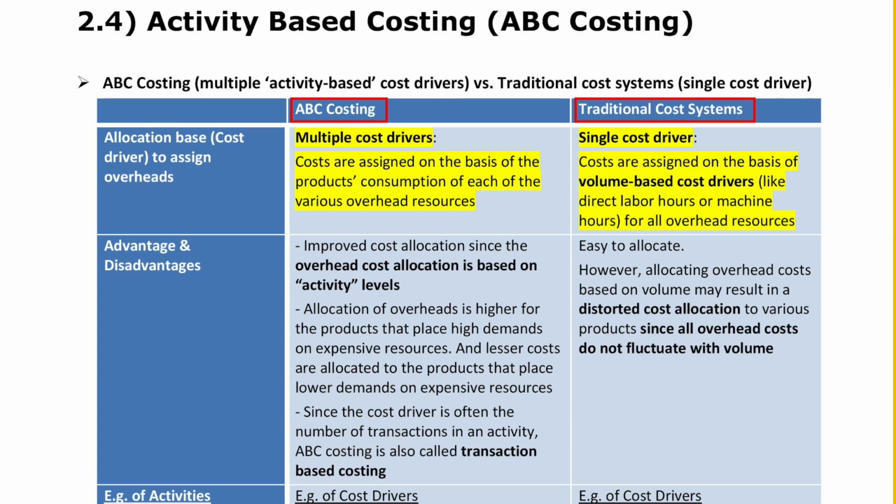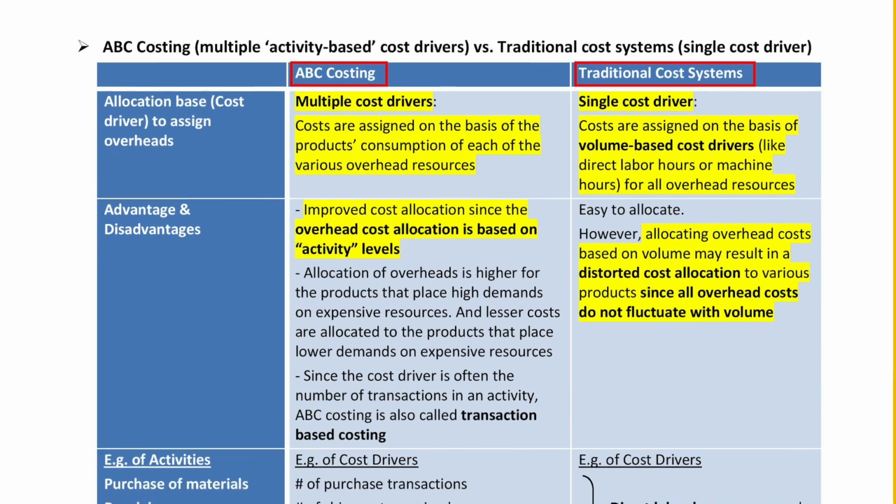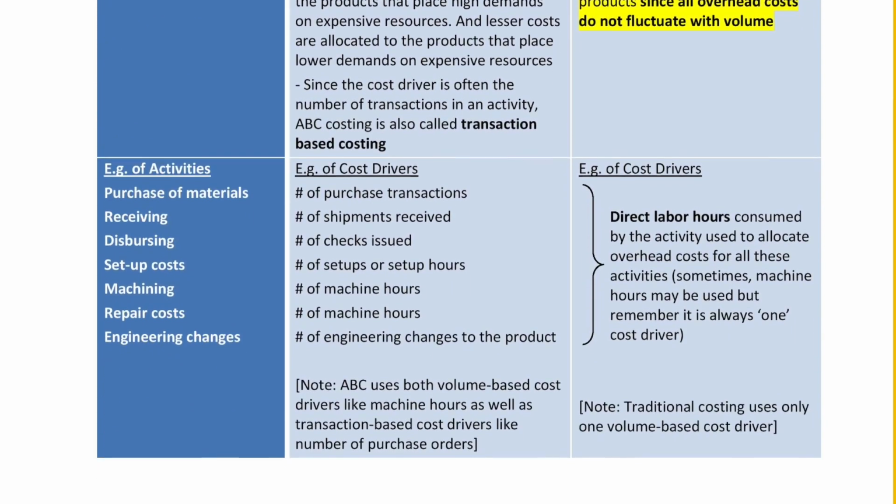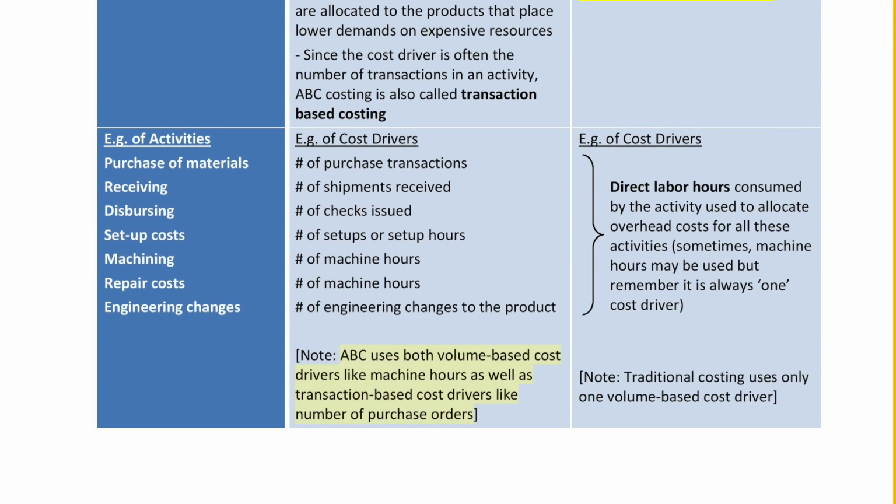Under ABC costing, highlight improves cost allocation, since the overhead cost allocation is based on activity levels. Under traditional cost systems, highlight assigning overhead costs based on volume distorts the costs assigned to various product lines, since all overhead costs do not fluctuate with volume. And on the last row there, under ABC costing, highlight ABC uses both volume-based cost drivers like machine hours as well as transaction-based cost drivers like number of purchase orders.